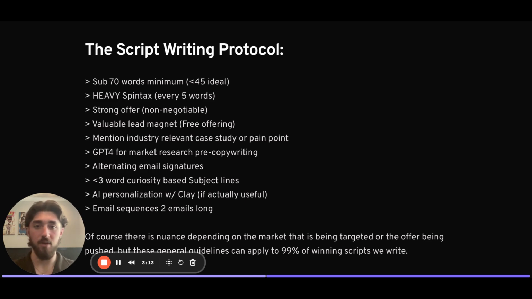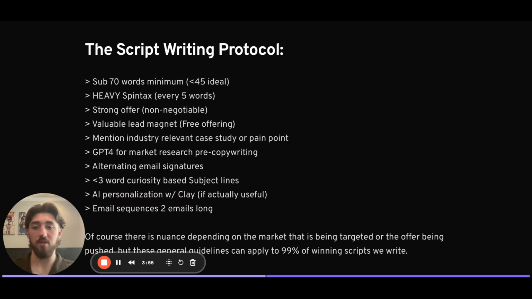Next one is going to be a strong offer. If you want your cold email to perform well, you have to have a strong offer. You can follow everything else in this protocol, but if you don't have a strong offer, it's just not going to work. You might still get some meetings, but you're going to have to push a lot more volume than if you had a strong offer. If you had a bad offer, is what I'm saying. So a strong offer is absolutely crucial. I think everyone knows this at this point. That's going to come from testing and going out to the market and seeing how they respond. So strong offer, obviously non-negotiable.